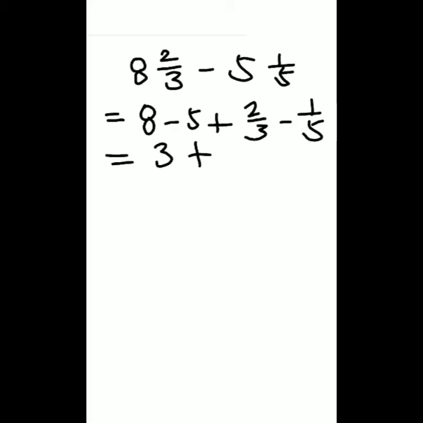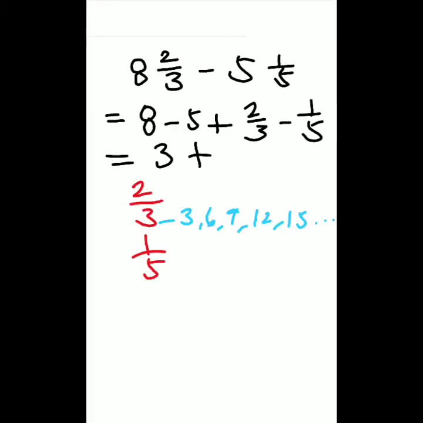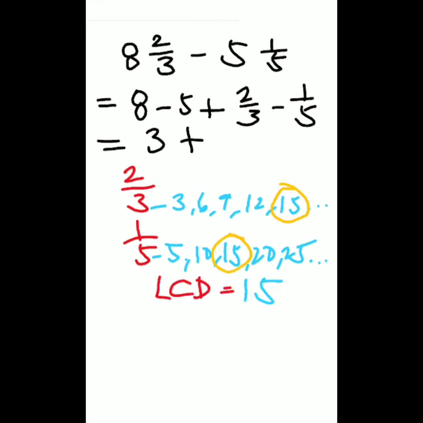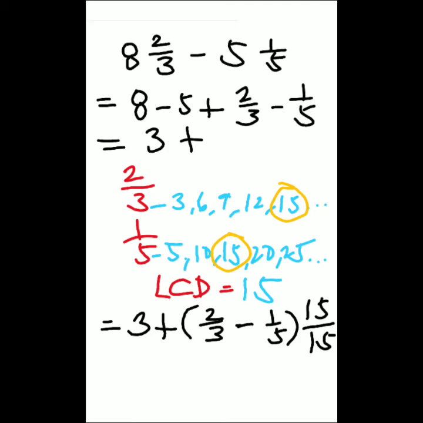The multiples of the fraction 2 over 3 are 3, 6, 9, 12, 15, and so on, while the multiples of the fraction 1 over 5 are 5, 10, 15, 20 and so on. As shown in the multiples of the fractions 2 over 3 and 1 over 5, the LCD found is the number 15. Thus, multiply the fractions 2 over 3 and 1 over 5 both by 15 over 15.